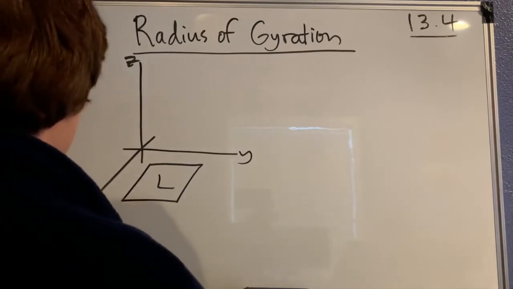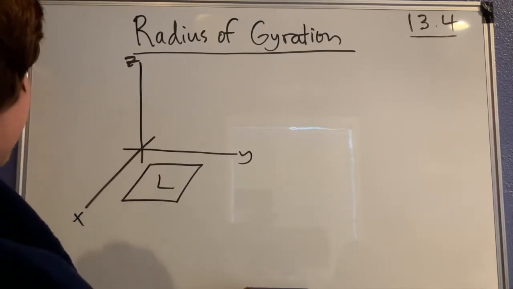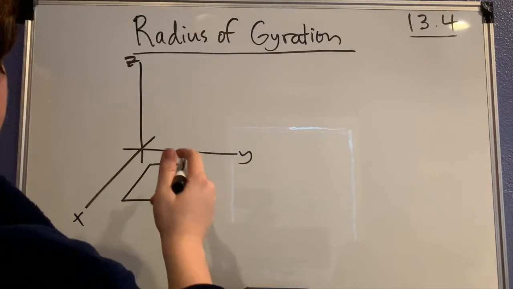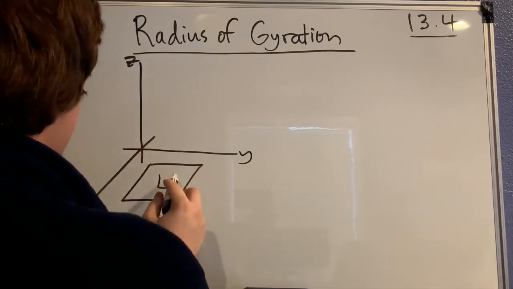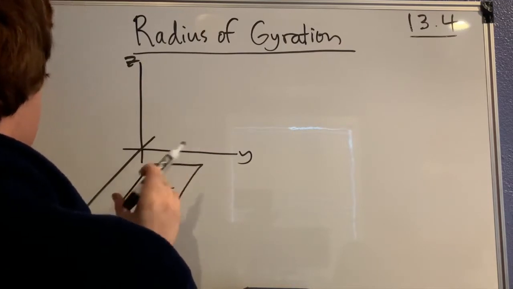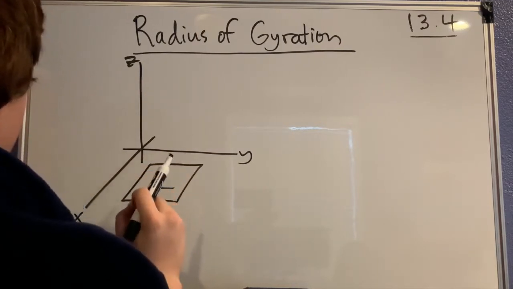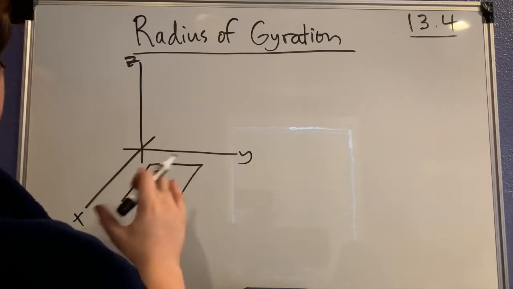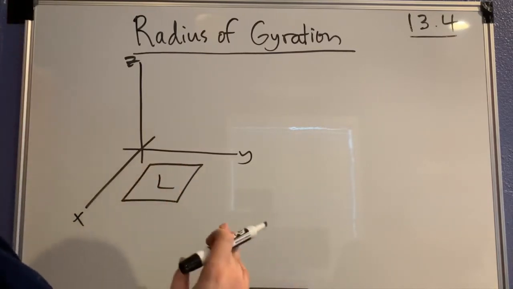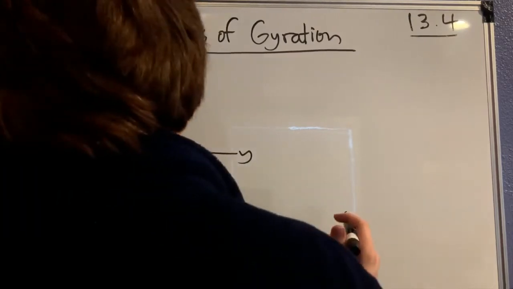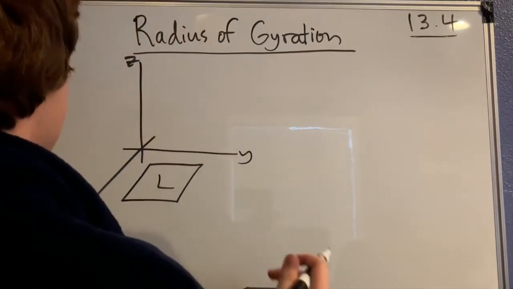So the actual definition is that if you were to choose one point on this lamina, it's the point where the moment of inertia is the same as the lamina as a whole. But that's kind of a weird definition to grasp. So all I ask is that you know how to use the formulas and you know how to apply them.